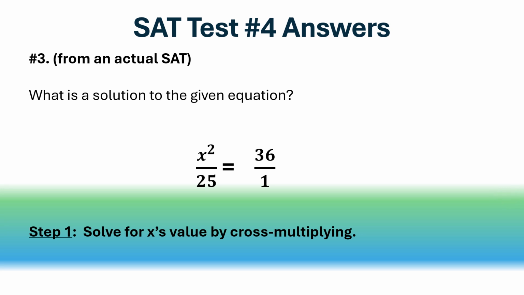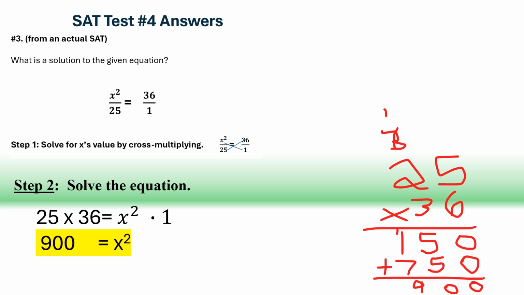Okay, what we want to do is we want to cross multiply. So when we cross multiply, as shown here for you, you're going to go x squared times 1, which is going to give you x squared times 1, and you're going to go 25 times 36. The math was done over here first for you. Then you get x squared equals 900. And what do you do? X equals square root of 900.